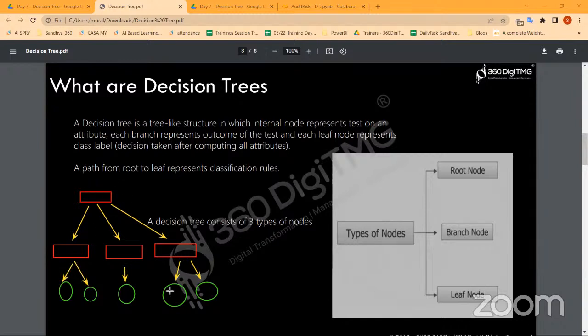So this is called the root node, these are called the branch nodes, and these are called the leaf nodes. At leaf nodes, your tree will end. We start from the roots and end at the leaves. This is called a decision tree. Now, our objective is to consider the root node and then classify our data.